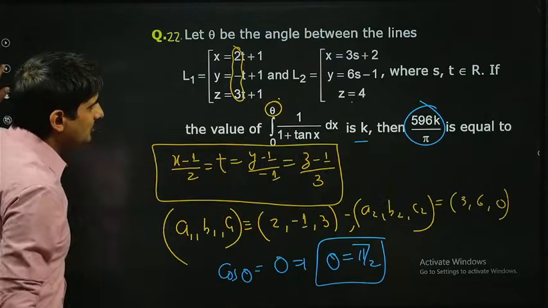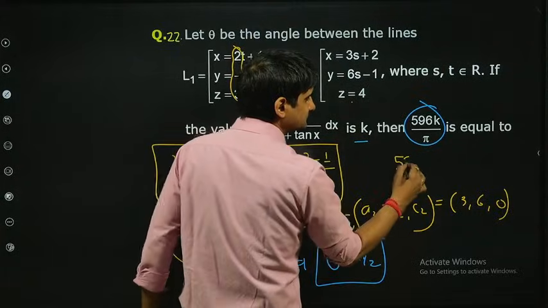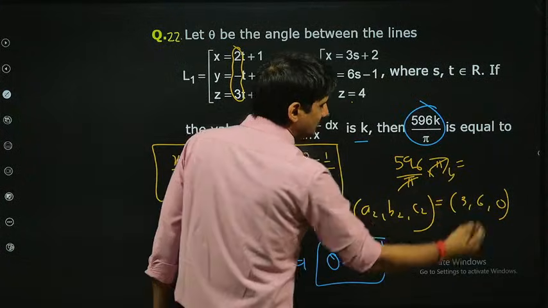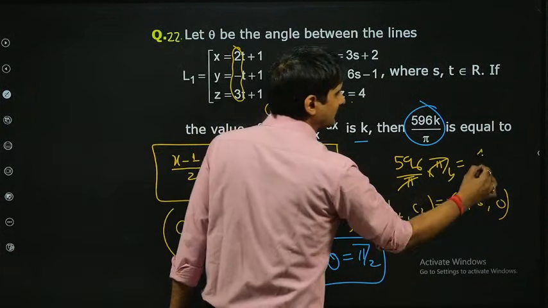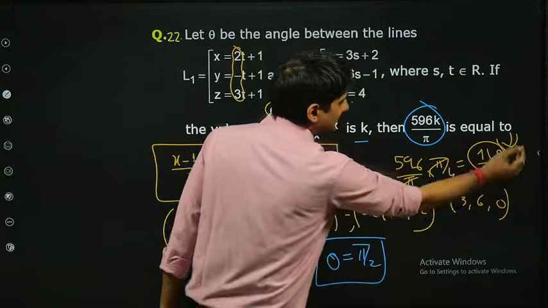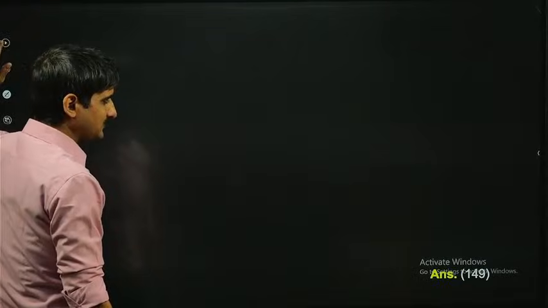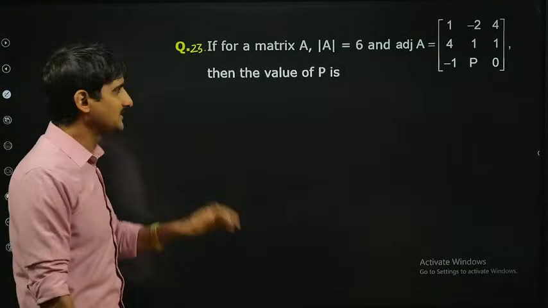Okay. So 596 pi into pi by 4. So 149. That's it. Okay. So that was a beautiful question. A simple question, but it involved a few different concepts here.